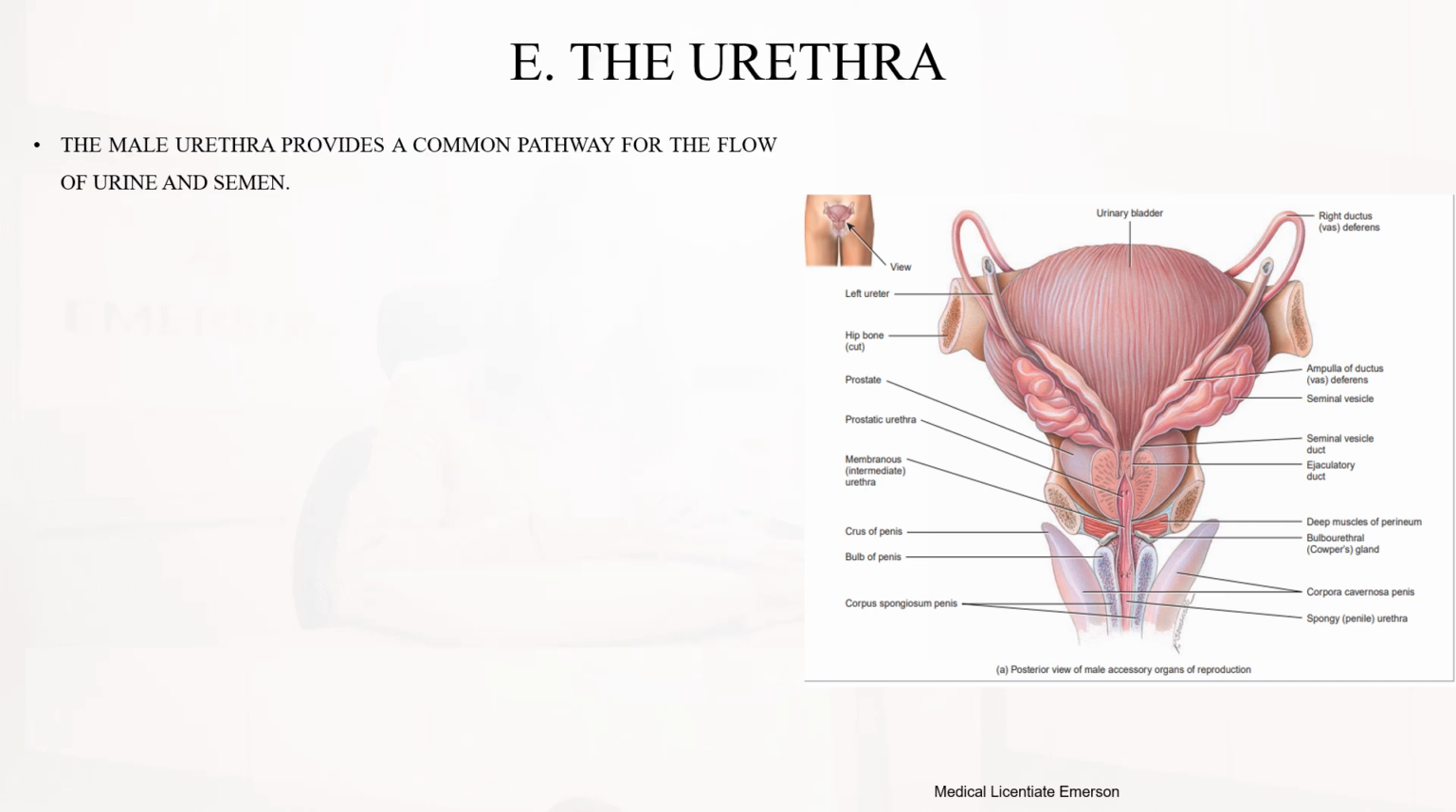So we are done with the prostate. Let's look at the urethra. The male urethra provides a common pathway for the flow of urine and semen. I think in the previous lecture about the urinary system, we discussed the urethra in both males and females. In males, it's about 18 to 20 centimeters, and other literature will tell you it's about 18 to 22 centimeters. It is quite long, and it consists of three parts.